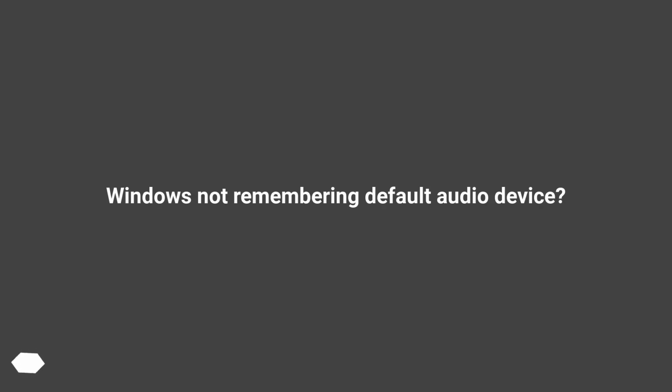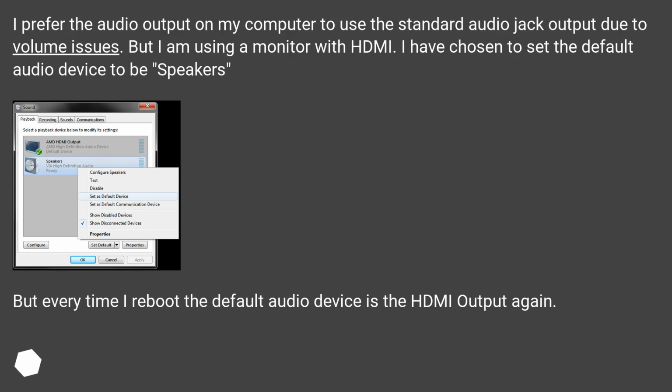Windows not remembering default audio device. I prefer the audio output on my computer to use the standard audio jack output due to volume issues. But I am using a monitor with HDMI. I have chosen to set the default audio device to be speakers. But every time I reboot, the default audio device is the HDMI output again.